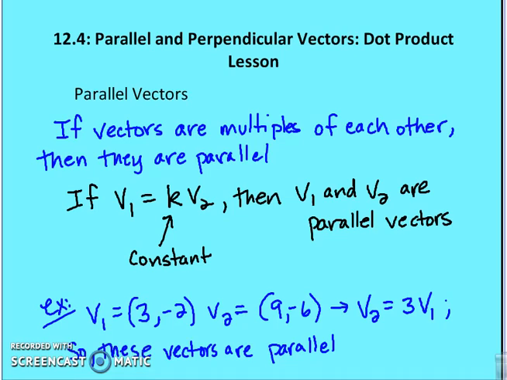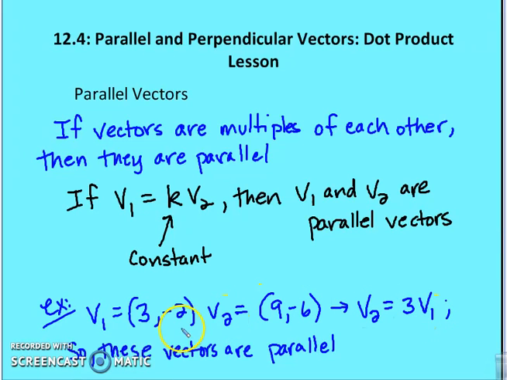All right. Parallel vectors occur when vectors are multiples of each other. So in the example, vector 1 is 3, negative 2, and vector 2 is 9, negative 6. I can take a constant k, some value. It could be a fraction, it could be a negative value, it could be a positive integer. All of those are possibilities. In this case, I can multiply vector 1 times 3, and I end up with 9, negative 6.